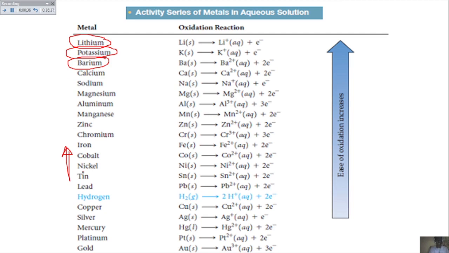The rate at which you will displace hydrogen ion from acid will be very, very high, probably because of the atomic size. And any one below hydrogen might find it so hard to displace hydrogen ion from an acid, like copper, silver, mercury, platinum, and gold. They find it so hard to displace hydrogen ion from an acid. And that is the implication of this particular table. You need to understand it.